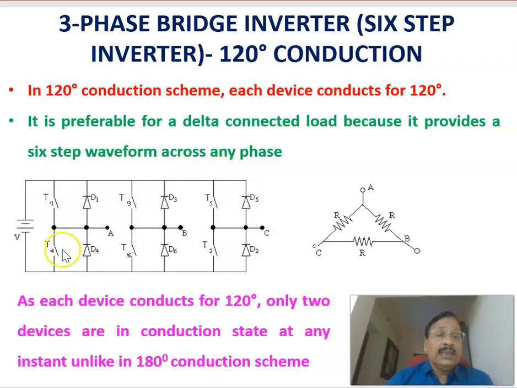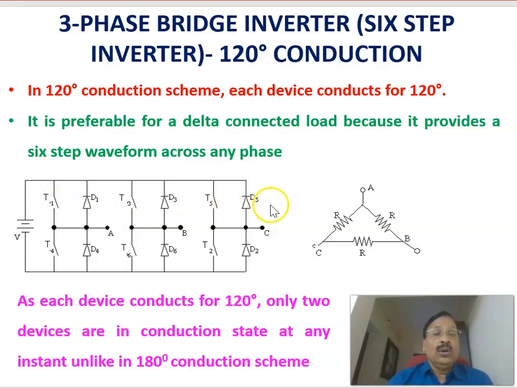Here there are three legs, and in each leg there are two switches. The controlling switches are numbered T1, T3, T5, T2, T4 and T6. It is numbered in this order because the switching sequence is T1, T2, T3, T4, T5, T6, and again T1. In order to make the switching sequence follow that order, it is numbered like that.